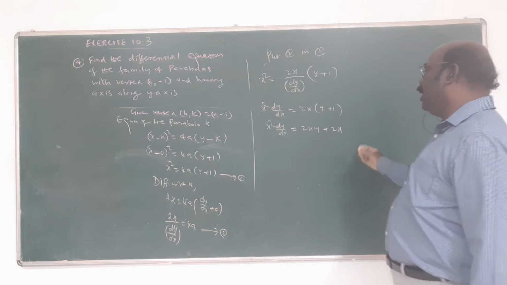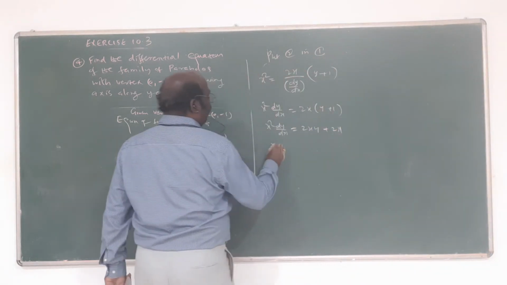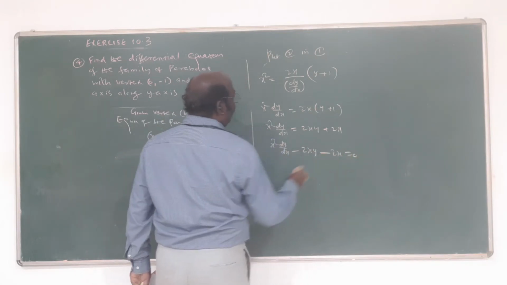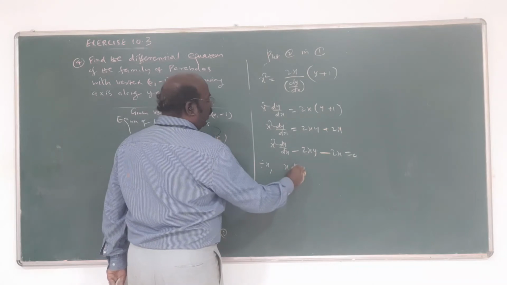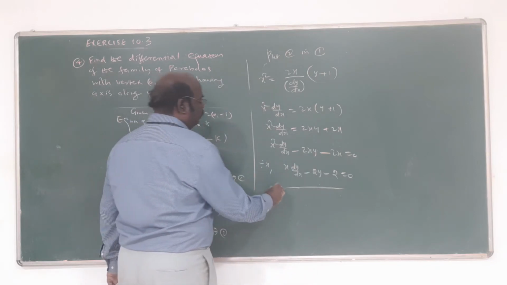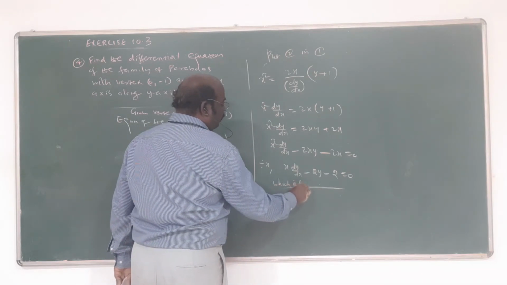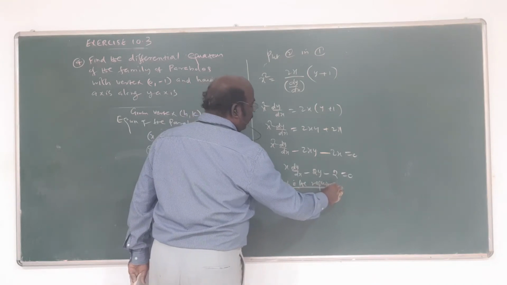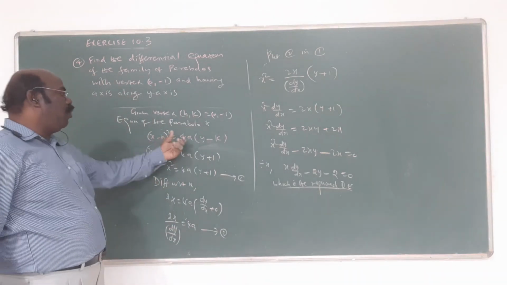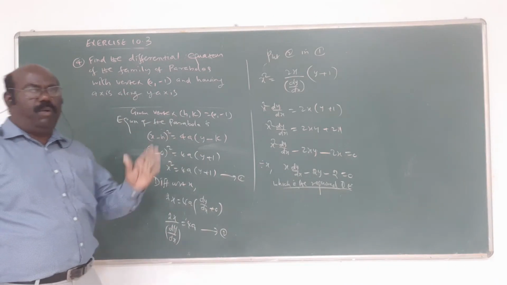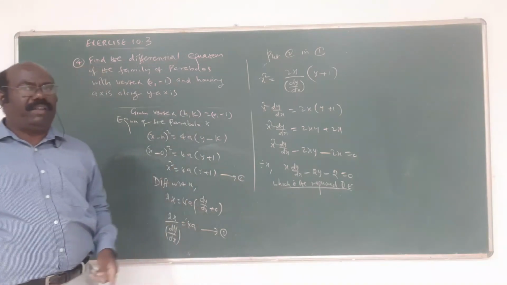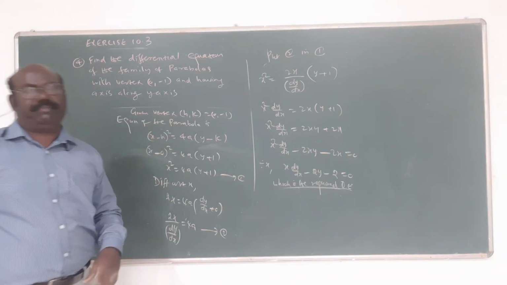Or otherwise, arrange the equation: x square dy by dx minus 2xy minus 2x is equal to 0. Now dividing by x: x dy by dx minus 2y minus 2 equals 0. This is the answer, which is the required differential equation. In algebra we have 4 types of parabola equation: open rightward, open leftward, open upward, open downward. In this way you get to know by using the idea of the axis in the formula.